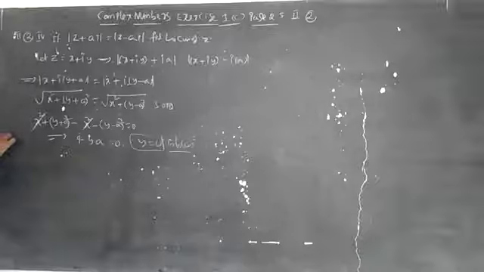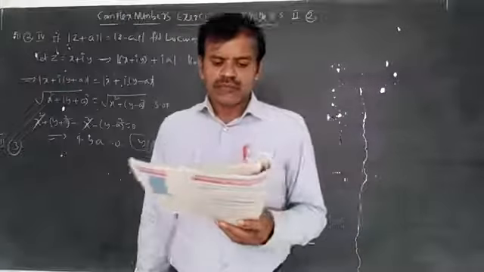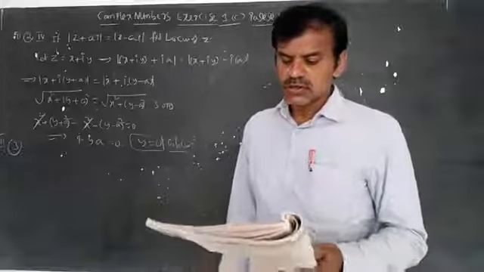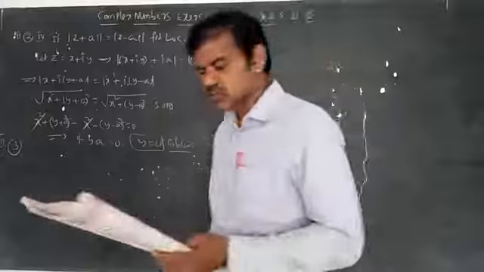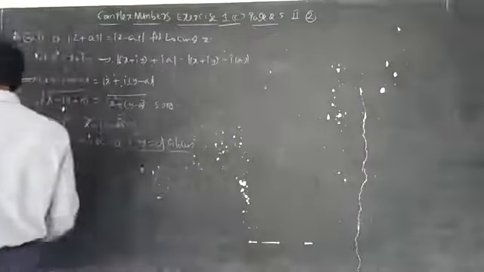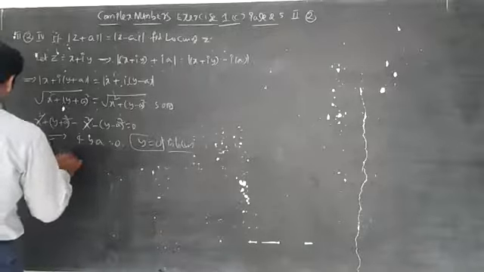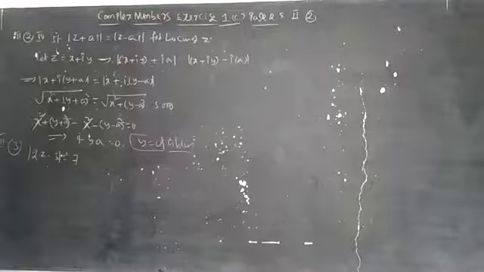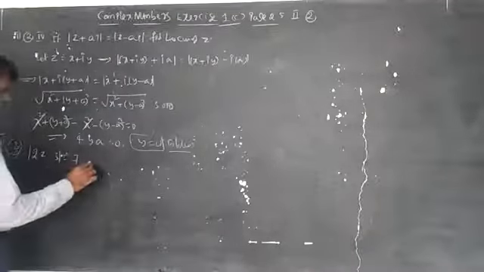Problem number 3. Given that z is equal to x plus iy, and if the point P in the Argand plane represents z, then describe geometrically the locus of P satisfying the equations in the same model. First one: 2z minus 3 is equal to 7. You can place many marks in objective level 1. Modulus of 2z minus 3 is equal to 7.